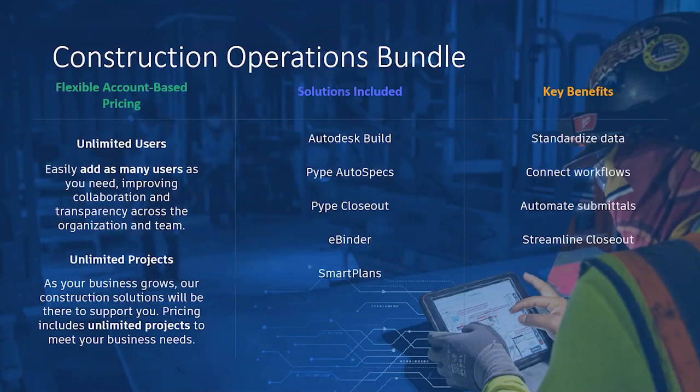So again, what's included here? With the construction operations bundle, you're going to get access to Autodesk Build, as well as Autodesk Docs, Pipe AutoSpecs for your specifications, as well as your submittals. Pipe Closeout, that is the tool that your handover teams, your commissioning teams, they're going to love Pipe Closeout, as well as the eBinder pieces here.